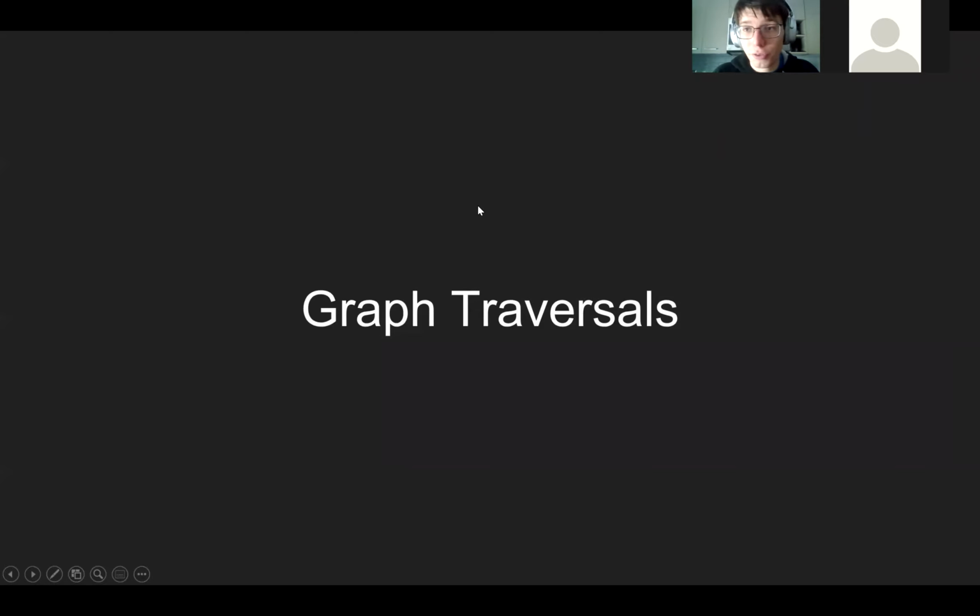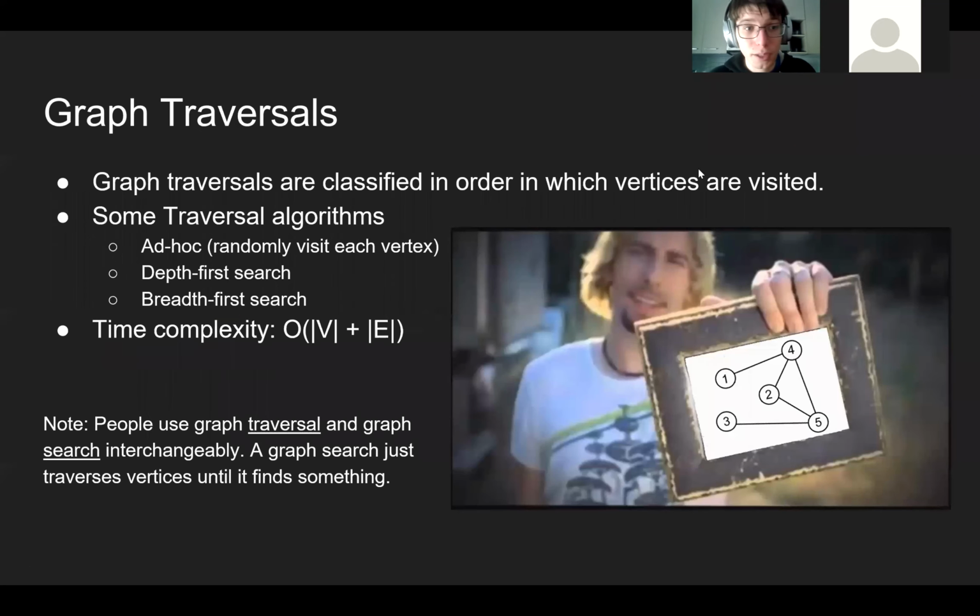So now we're going to talk graph traversals. Graph traversals are just a natural extension of tree traversals. They may seem complicated, but they're really just the same thing. And even the code is almost exactly the same as we would do in tree traversal. For graph traversals, we classify them by the order in which we visit vertices. The main traversal algorithms are ad hoc, which isn't really used because that's just randomly visiting, depth first search and breadth first search.